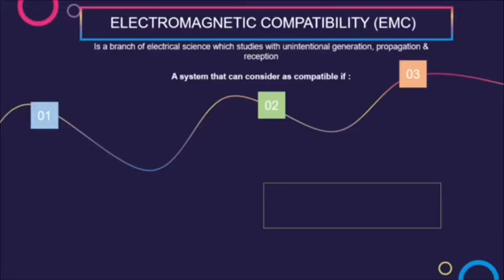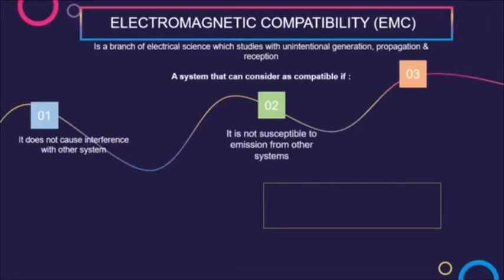Let's move on to electromagnetic compatibility. Electromagnetic compatibility is a branch of electrical science which studies unintentional generation, propagation, and reception. A compatible system can be described in three ways. Number one, it does not cause interference with other systems. Number two, it is not susceptible to emission from other systems. And lastly, it does not cause interference with itself.